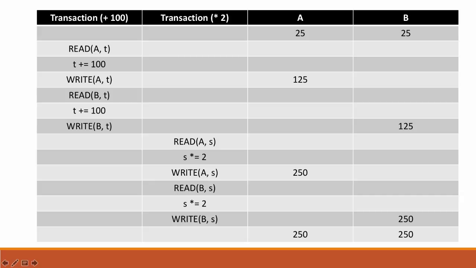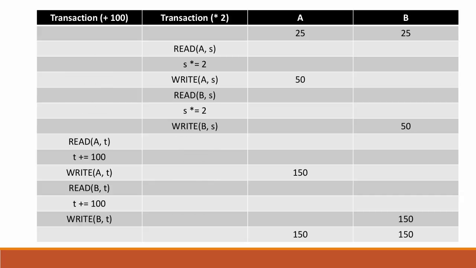And now I start working through this transaction, the doubling transaction. I read 125, double it, write 250. I read 125, double it, write 250. And so then at the end of our two transactions, I have the database in a consistent state. I have both the database elements at 250. Okay, so that's if the left transaction occurred first.